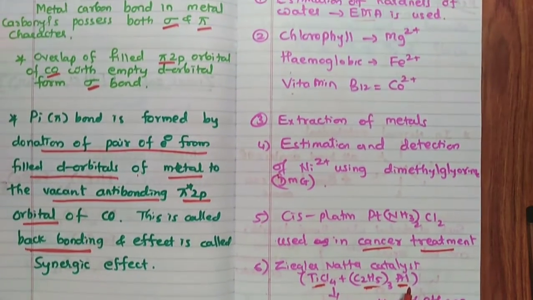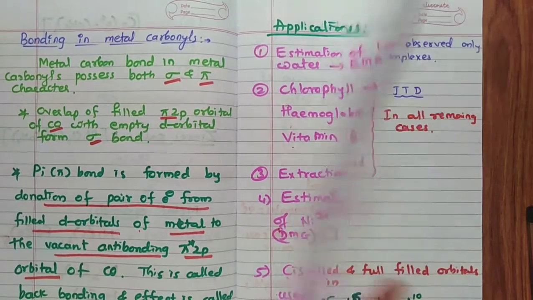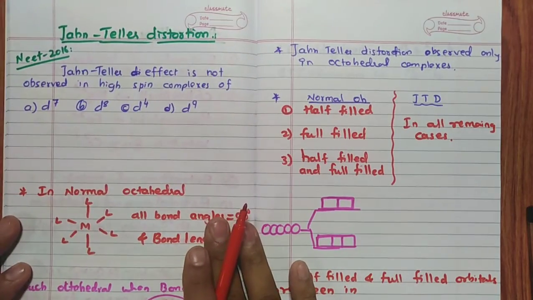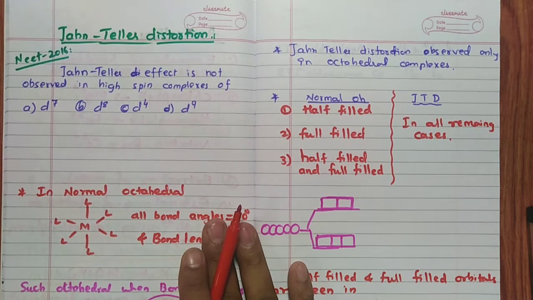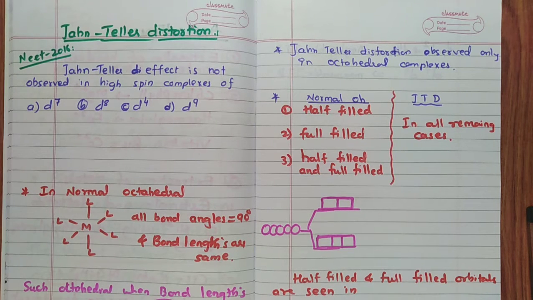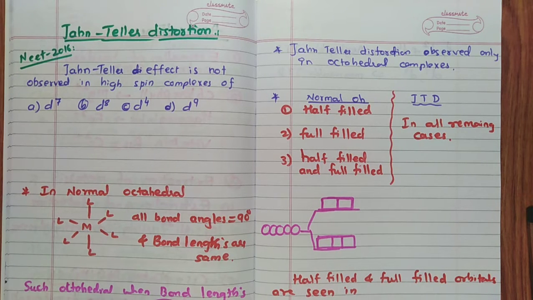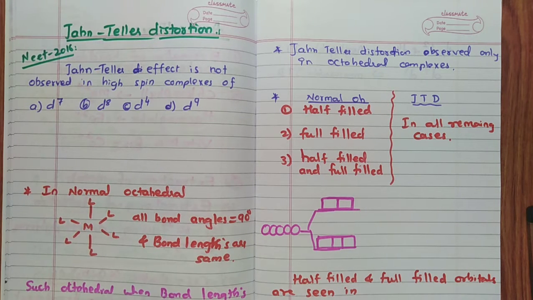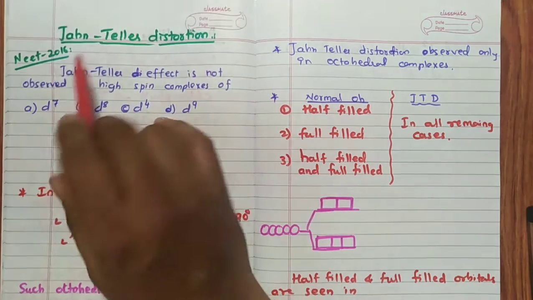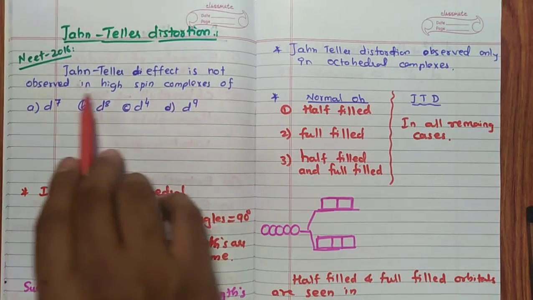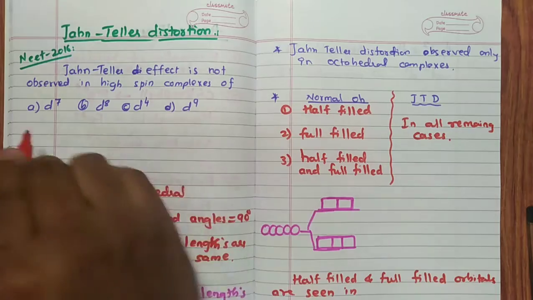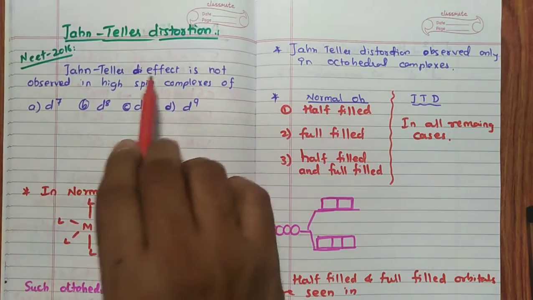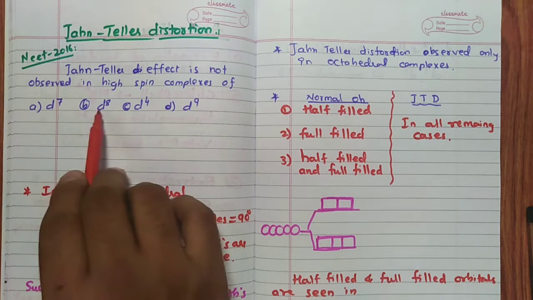Remember, very important point. Then the last topic I am going to discuss is Jahn-Teller distortion, very important for NEET and JEE. CET, they will never ask, don't worry about that. Here I am not going to discuss Jahn-Teller distortion in detail, because the detailed explanation is for higher classes like BSc, MSc. Here only this much is required. If the question is asked like this, how to answer? NEET 2016 asked: Jahn-Teller effect is not observed in high spin complexes of d7, d8, d4, d9.